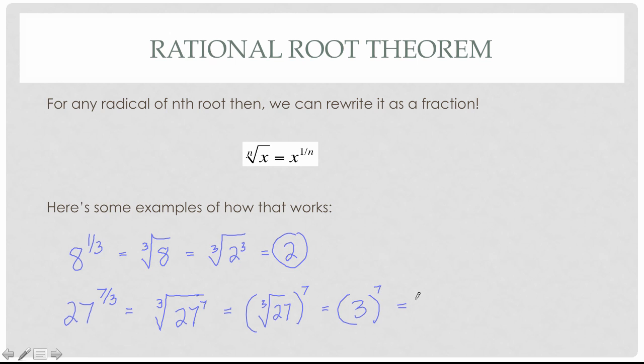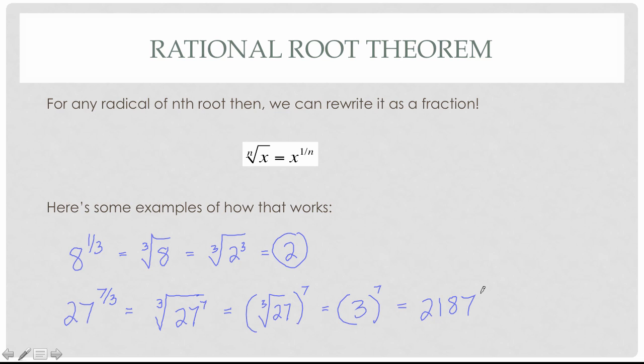And 3 to the 7th is much easier. That's 3 times 3 times 3. I'm going to pull up my calculator. And 3 to the 7th power is 2,187. So that's a little bit of how we can rewrite fractional exponents into root form, and roots into fractional exponents, etc.